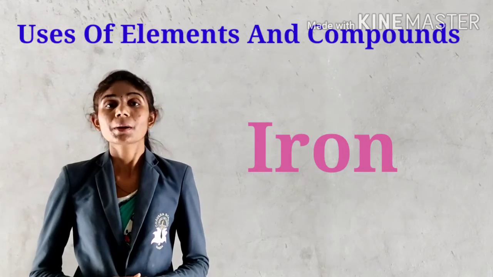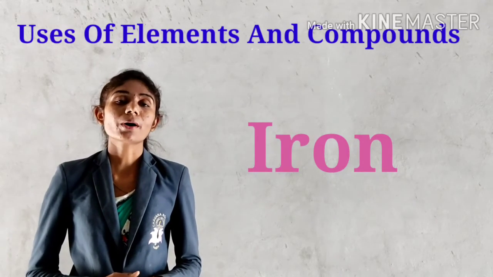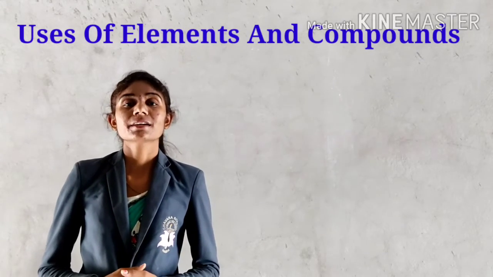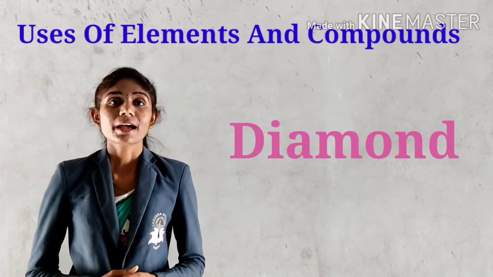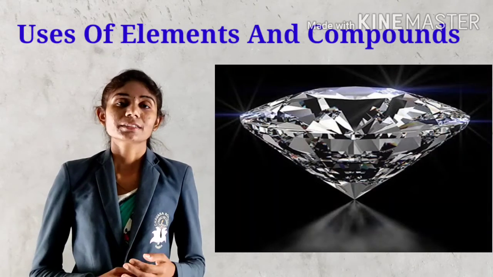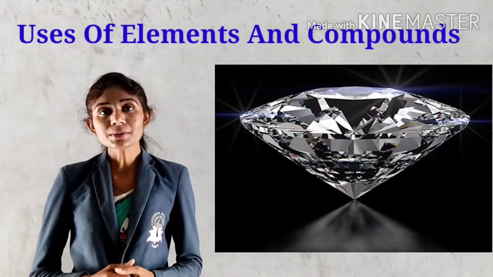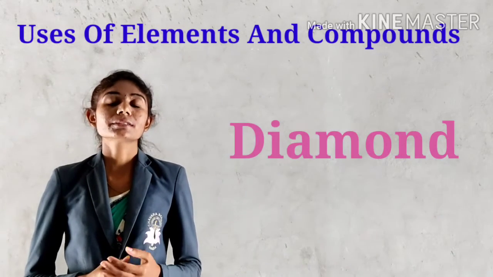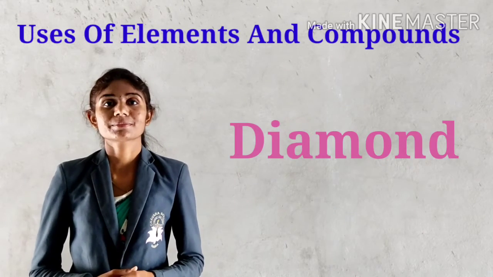Iron is the most useful metal among all the metals, and it is heavy, stronger and easily available to us. By using iron, we can make heavy tools or machine parts. Next, diamond. Diamond is a form of carbon and is the hardest form of carbon. Pure diamond is used as a gem or in attractive jewelry, and impure diamond is used to cut glass.